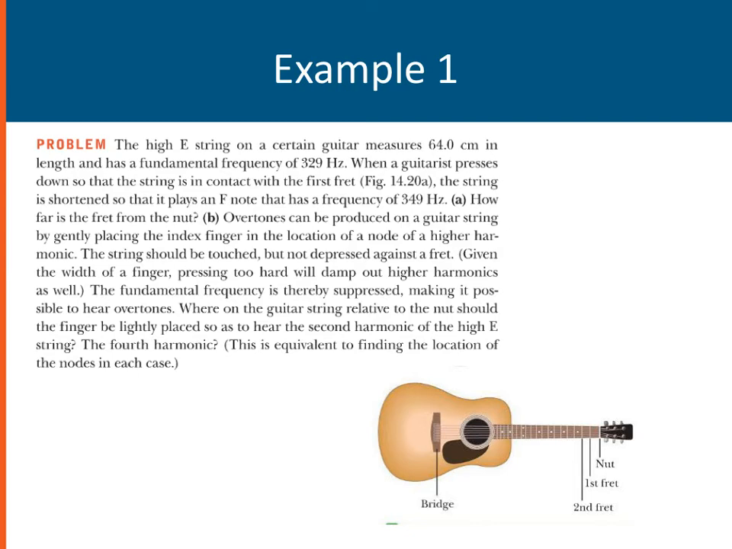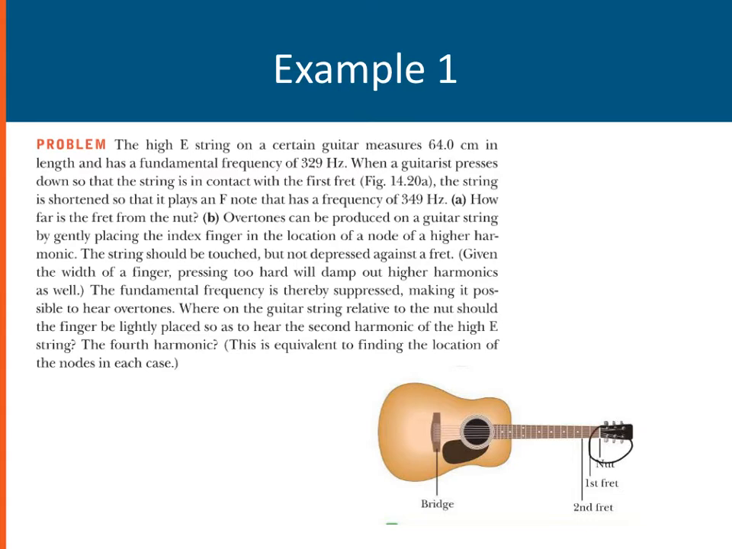Okay, so I want to walk you through this example. It's very similar to one of your homework problems. So it says the high E string on a certain guitar measures 64 centimeters in length and has a fundamental frequency of 329. When a guitarist presses down so that the string is in contact with the first fret, the string is shortened so that it plays an F note that has a frequency of 349. How far is the fret from the nut? Overtones can be produced. So let's do that first part. How far is the fret from the nut?